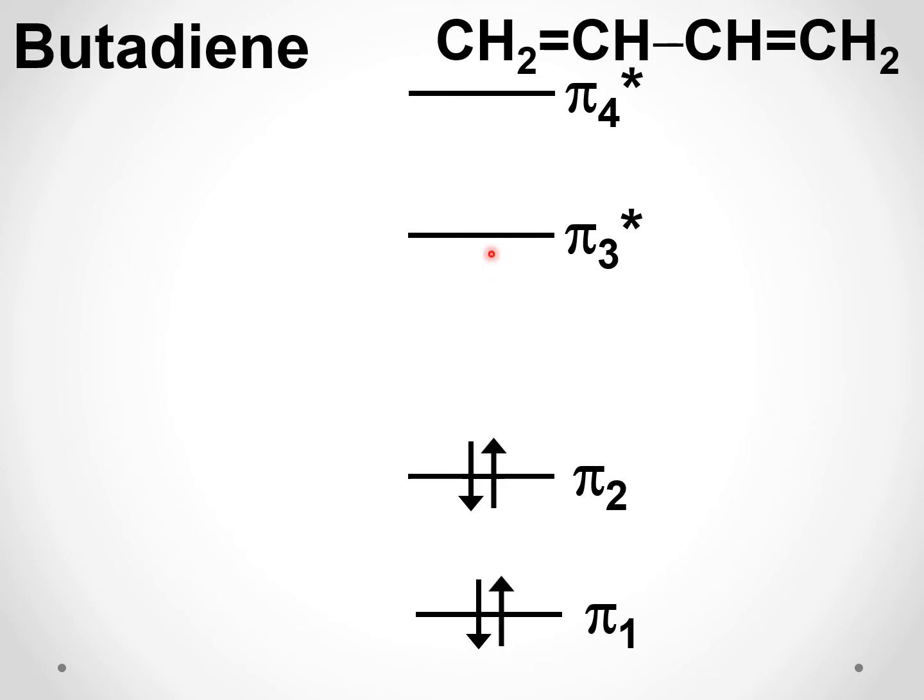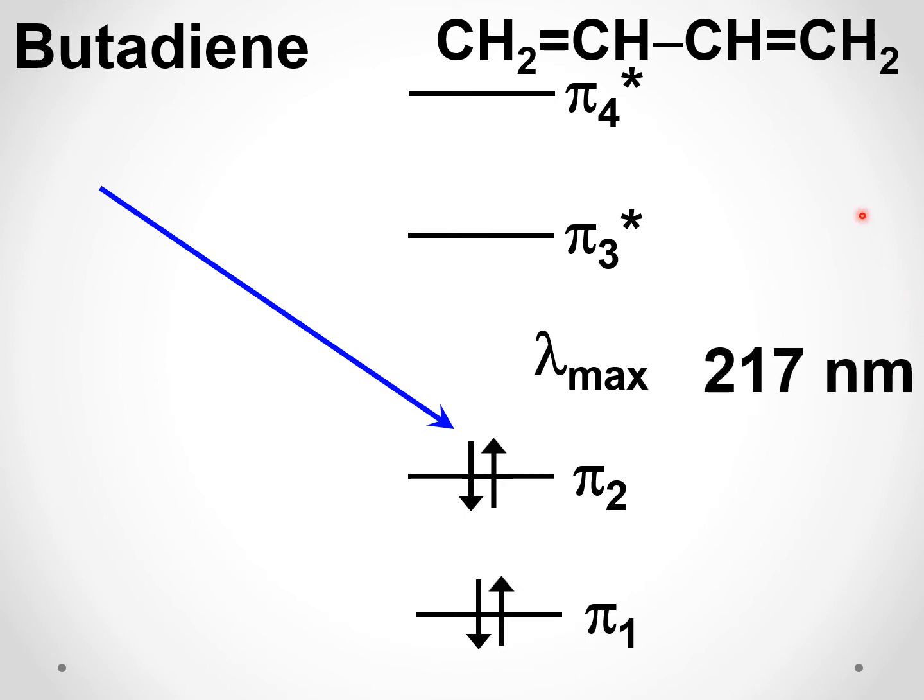So from here to here, the electron can move by absorbing a radiation, and the radiation absorbed is 217 nanometers. Earlier it was 180, now it increased to 217. What has happened here? The number of double bonds has increased.